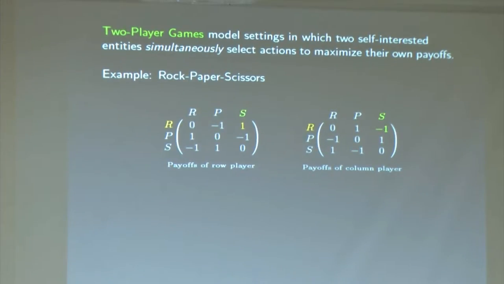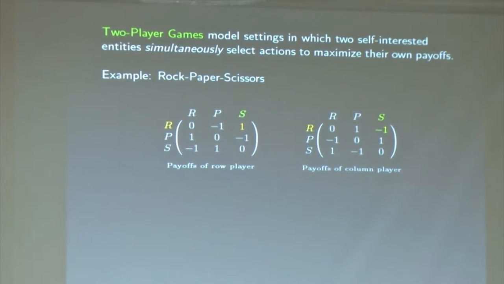So for every possible action choice, the two players, I can simply read out their payoffs from these two players. So that's a two-player game. That's an example of a two-player game. What's noticeable about this example is that here there's no stable deterministic strategy.